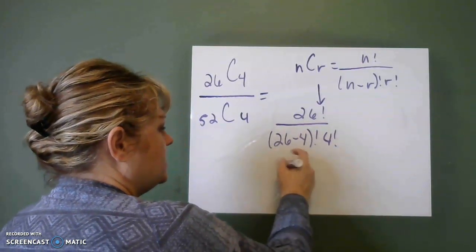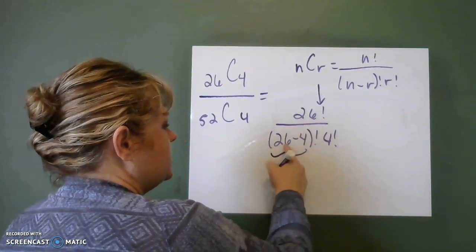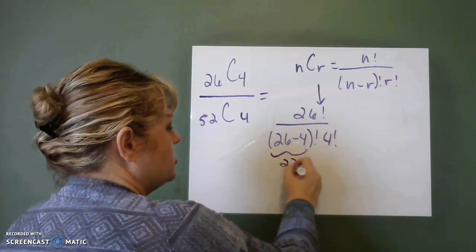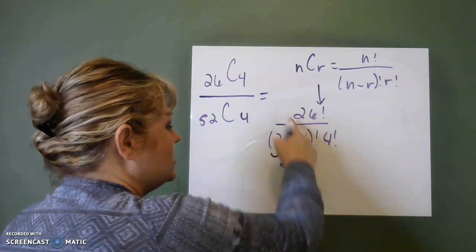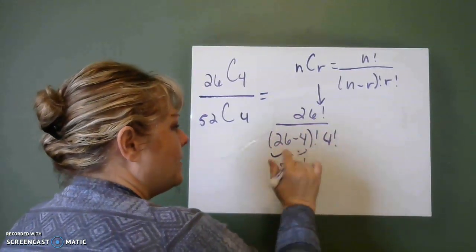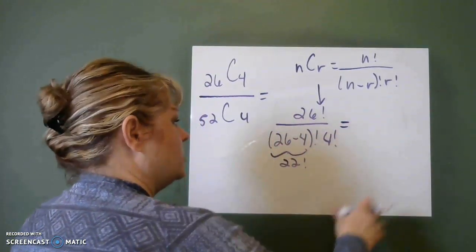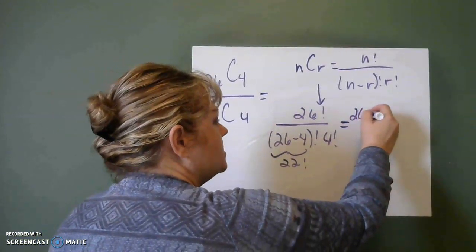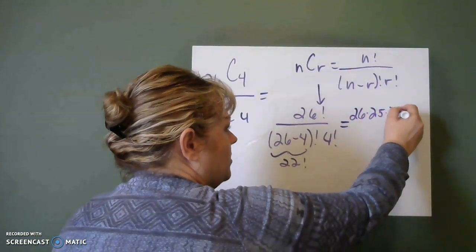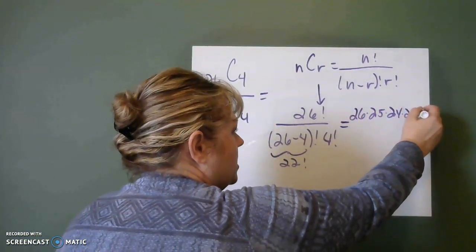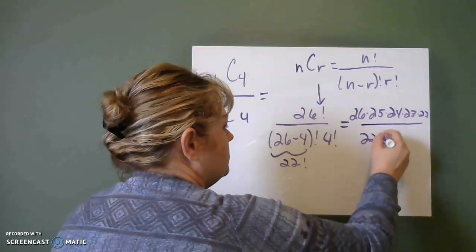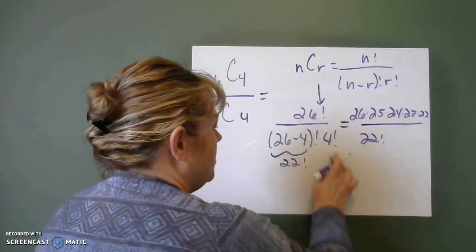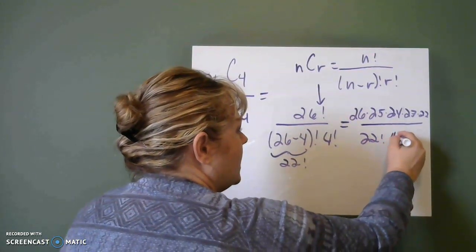Now when I subtract this, 26 minus 4, I get 22. So what I'm going to do is multiply this out down to 22, but I'll stop there because I don't want to do the math. 26, 25, 24, 23, 22 factorial over 22 factorial. 4 factorial, I'm going to go ahead and write out.